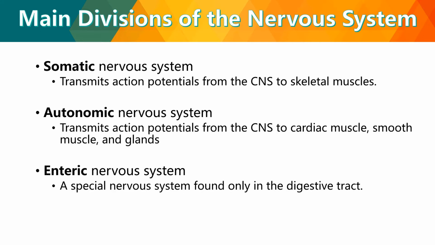You also have your somatic nervous system. This system transmits action potentials from the CNS to your skeletal muscles. You also have the autonomic nervous system, which transmits action potentials from the CNS to cardiac muscles, smooth muscles, and glands. And lastly, you have your enteric nervous system, which is a special nervous system found only in the digestive tract.